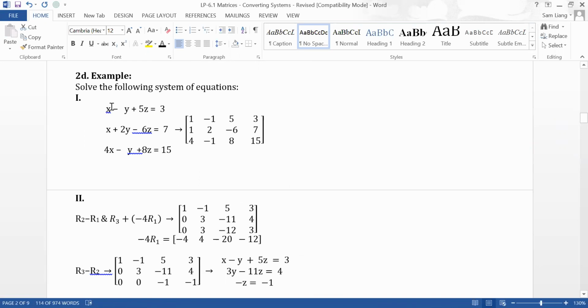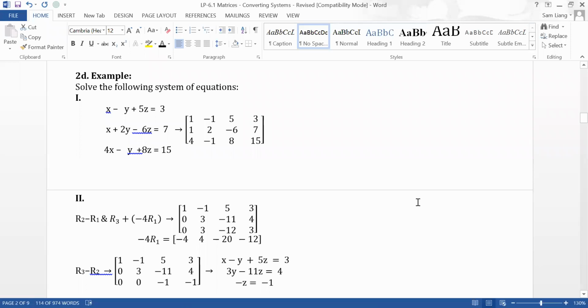Here we have x minus y plus 5z equals 3. The second equation is x plus 2y minus 6z equals 7. Third equation is 4x minus y plus 8z is 15. Okay, so first step is simple, right? You just write the coefficients in a matrix. So we have 1, -1, 5, 3 for the first equation, then 1, 2, -6, 7 for the second equation, and then 4, -1, 8, 15 for the third equation.